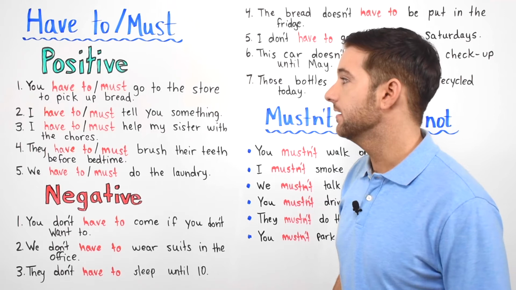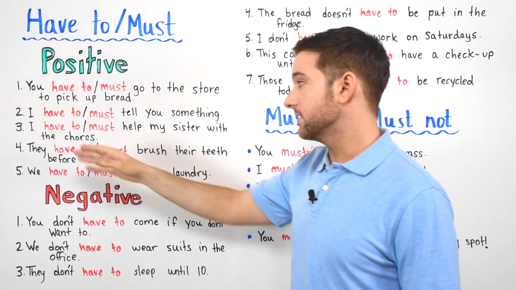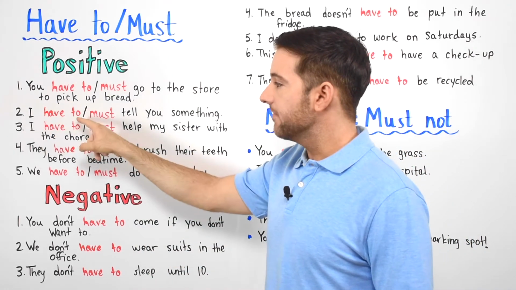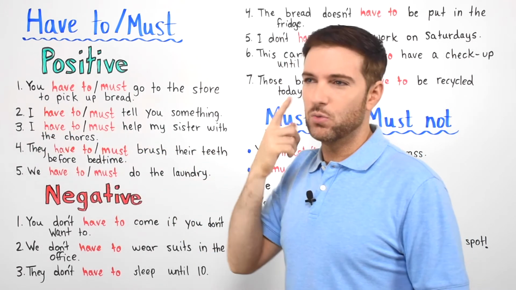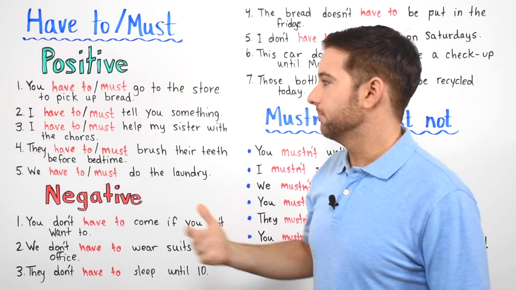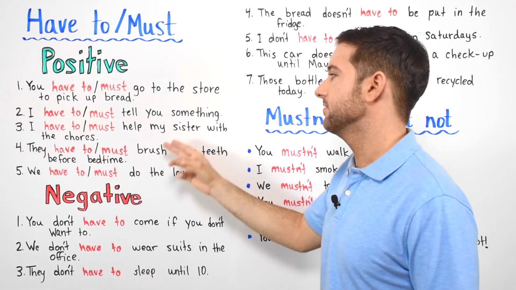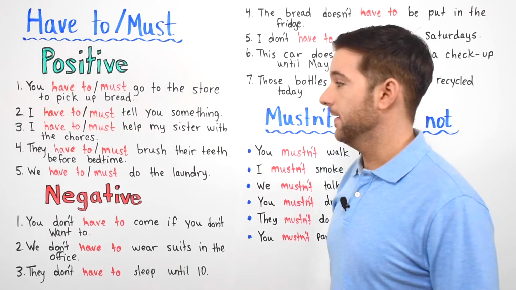Okay, number two, I have to tell you something. Or you could say, I must tell you something, right? Again, have to is used more commonly. So you will more often than not hear people use I have to tell you something instead of I must tell you something. When you use must, it sounds very formal, okay?